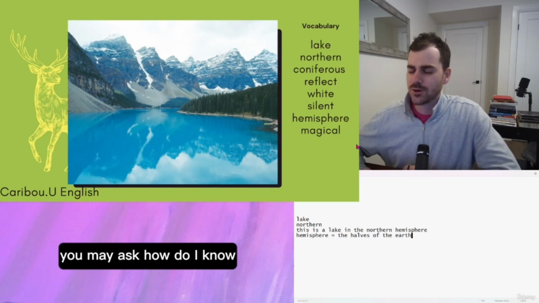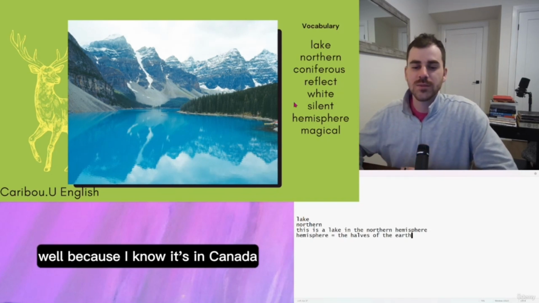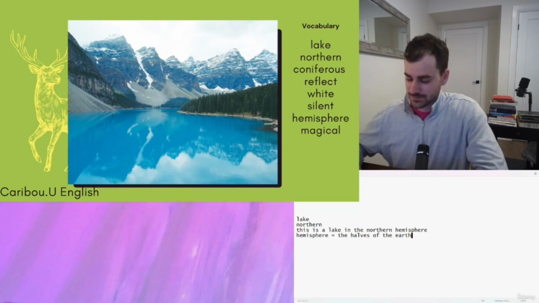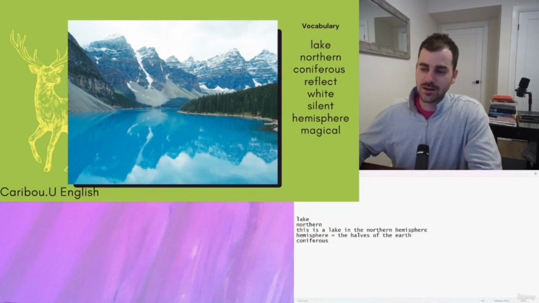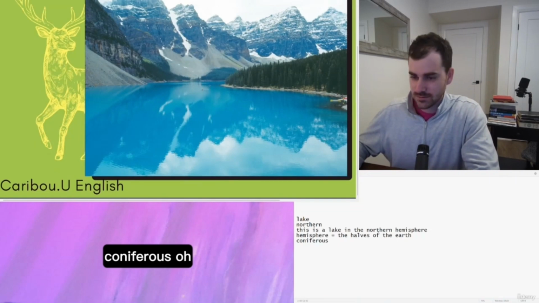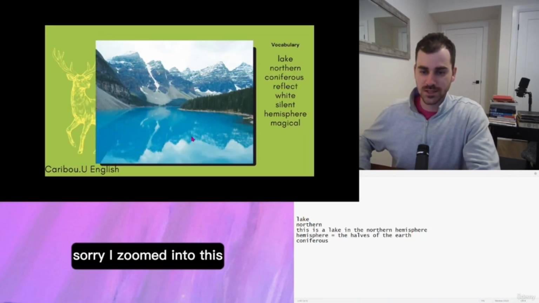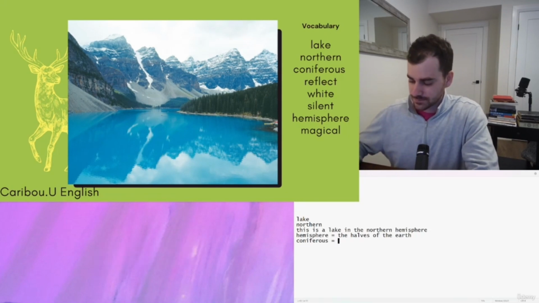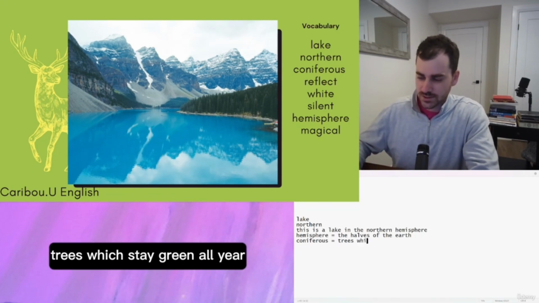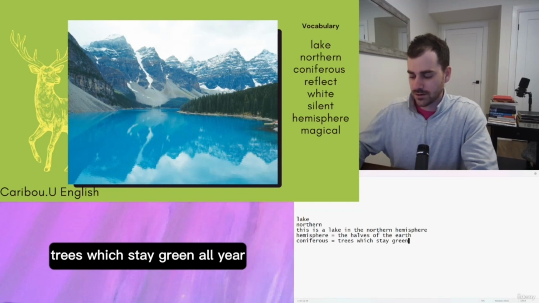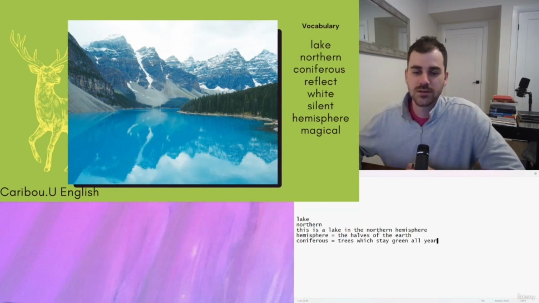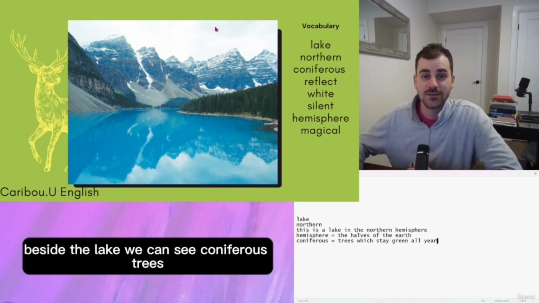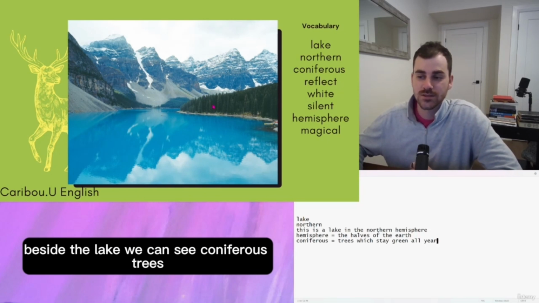You may ask, how do I know? Well, because I know it's in Canada. This is a famous picture. Coniferous. Oh, sorry, I zoomed into this. There. Coniferous. Trees which stay green all year. Beside the lake, we can see coniferous trees.